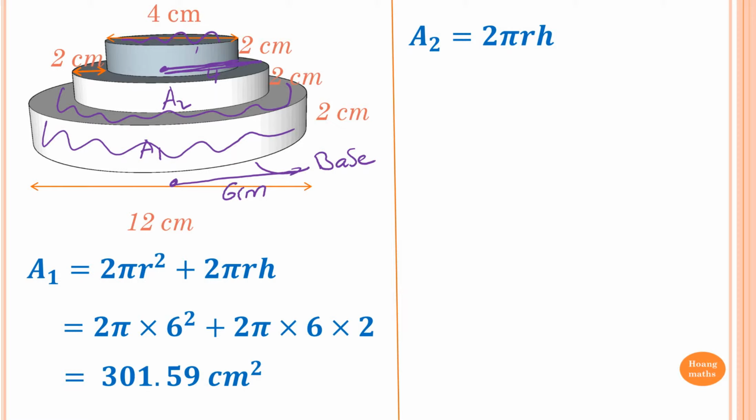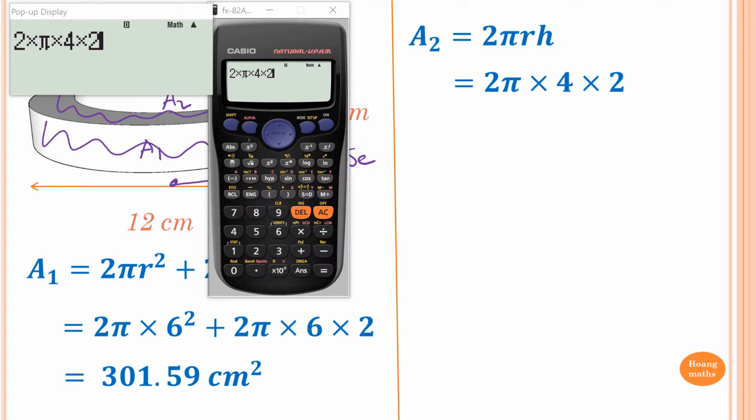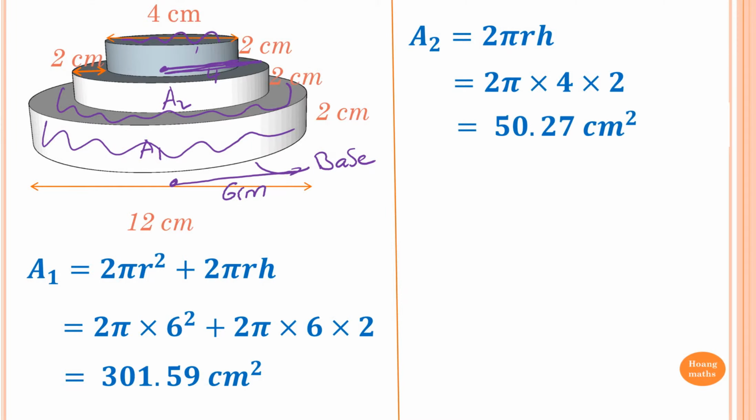All I need to do is substitute the values in. So 2 pi times 4 times 2. Simply put that in a calculator. This will give me 50.265 and so on. I just store it in memory B. So shift, store B. Write it down, that gives me 50.27.